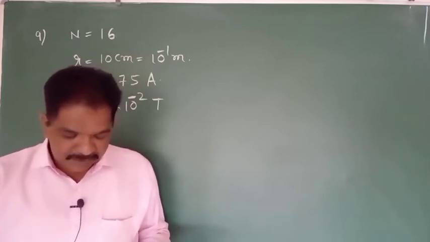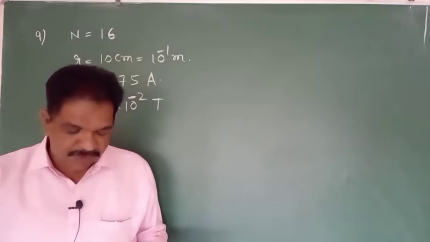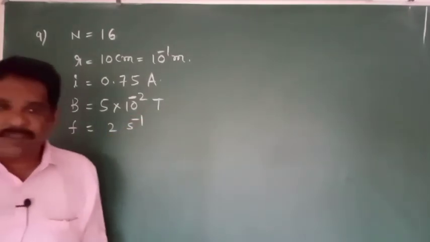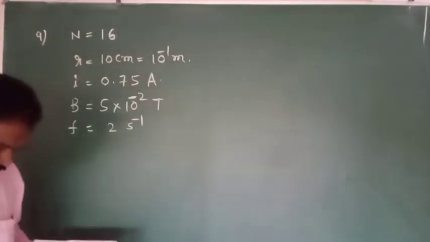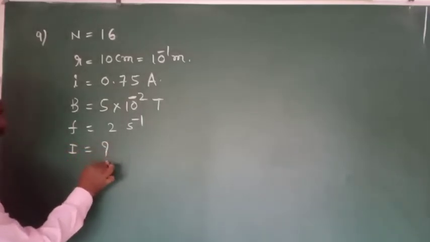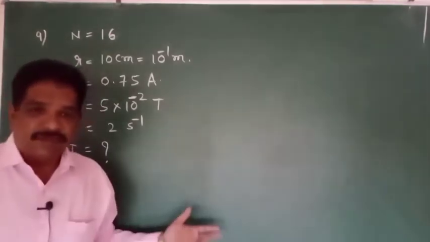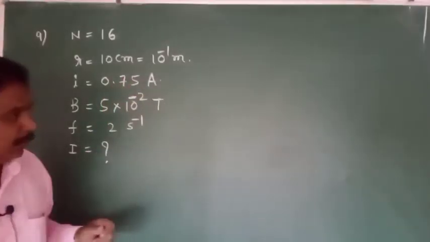When the coil is turned slightly and released, it oscillates about its stable equilibrium with a frequency of 2 second inverse. So when it is slightly displaced from its equilibrium position, its frequency will be 2 per second. Then what they are asking: what is the moment of inertia of the coil about the axis of rotation? We'll use the formula of time period, meaning frequency we will get. Before that we will find its magnetic moment.